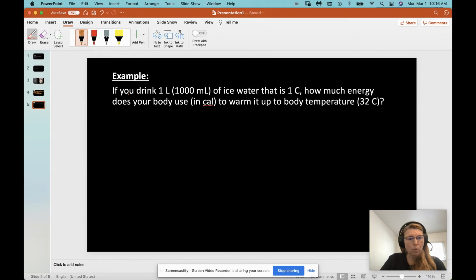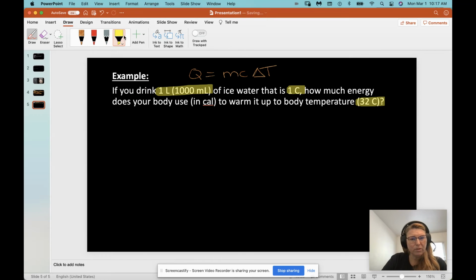So we're using our same equation, Q equals MC delta T. Sometimes they call this MCAT because it kind of looks like it says cat, you see? And so we want to go through and find all of the information. So things that we have here, we have 1 liter, 1,000 milliliters. We'll talk about that in a second. Of ice water, it's 1 Celsius and it's going to go to 32 Celsius. Actually, I think that should be 37 Celsius, but we'll just work it at 32 for now. And that's the information that we've been given here.